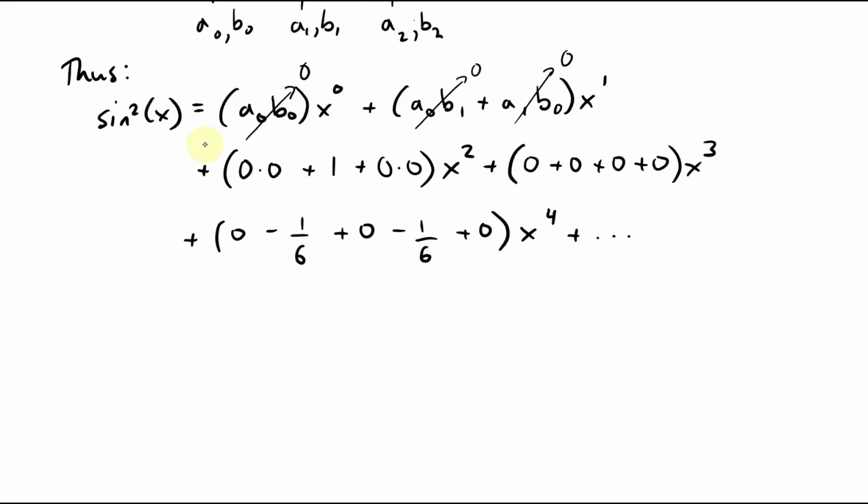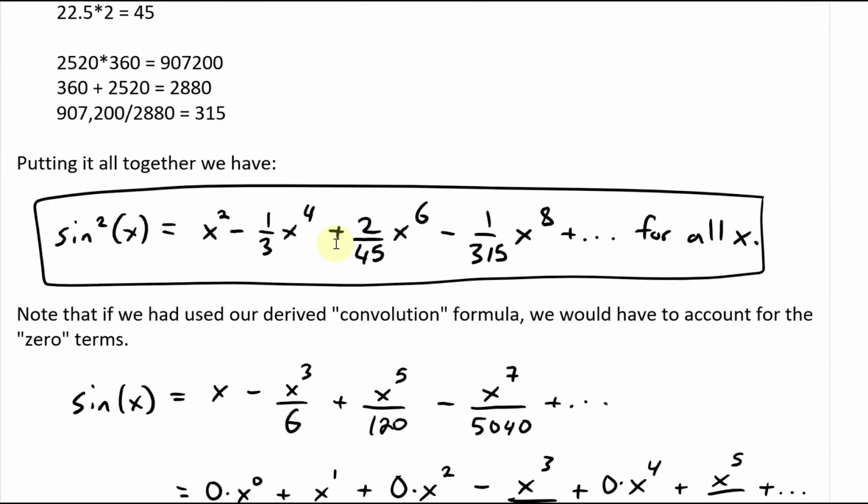So this one vanishes. So this equals 0 plus 0. This one now we have a 1, so it's going to be an x squared. And the next one, we get negative 1 over 6 plus negative 1 over 6, etc. And this is x to the 4 plus dot dot dot. And we're going to get the exact same thing as this one here.